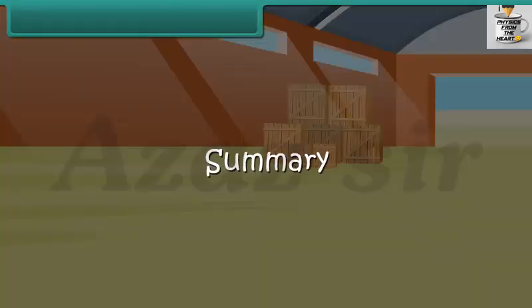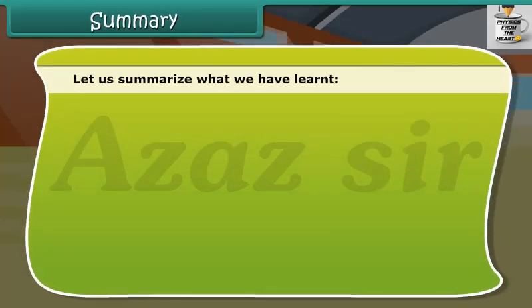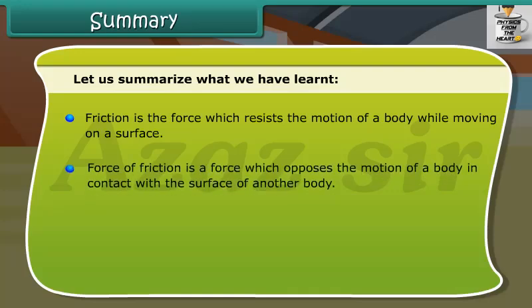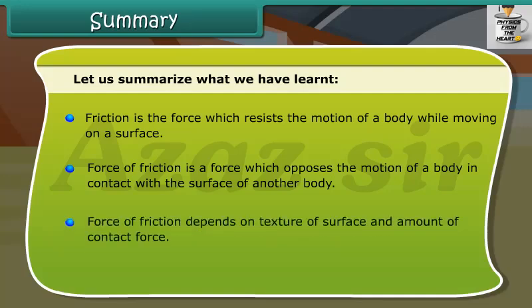Summary. Let us summarize what we have learned. Friction is the force which resists the motion of a body while moving on a surface. Force of friction is a force which opposes the motion of a body in contact with the surface of another body. Force of friction depends on the texture of surface and the amount of contact force.